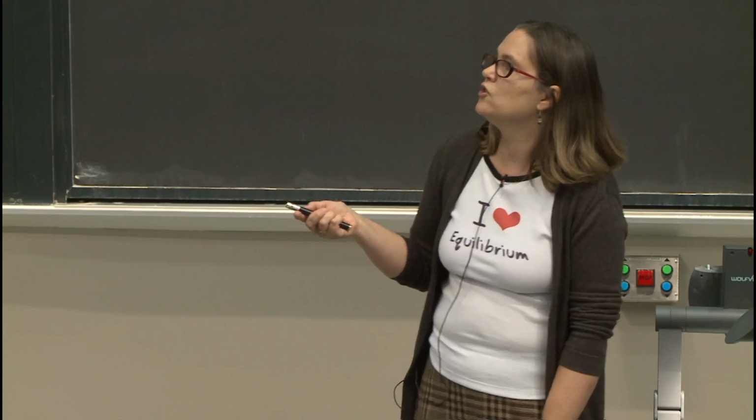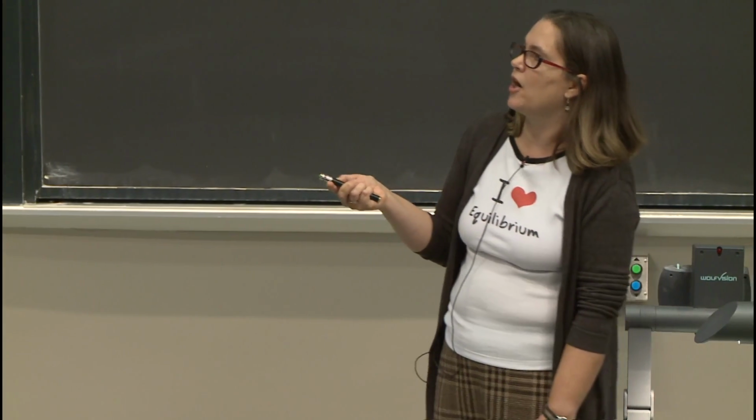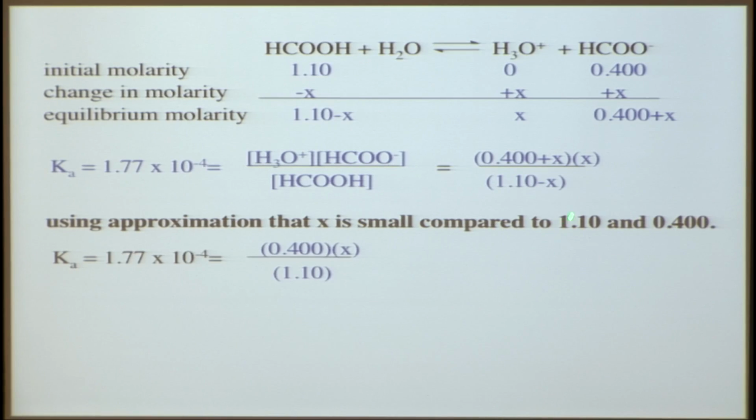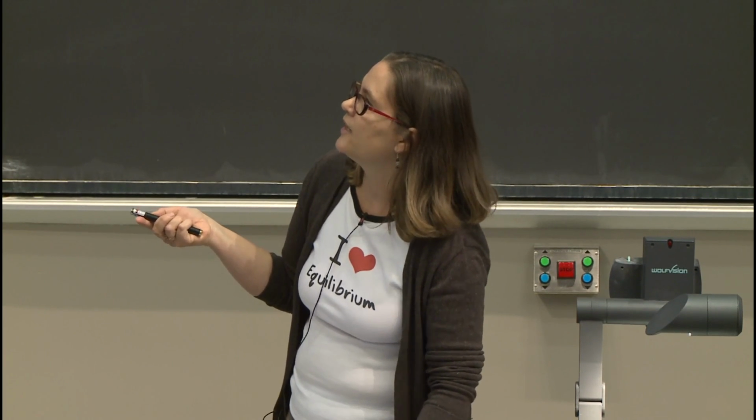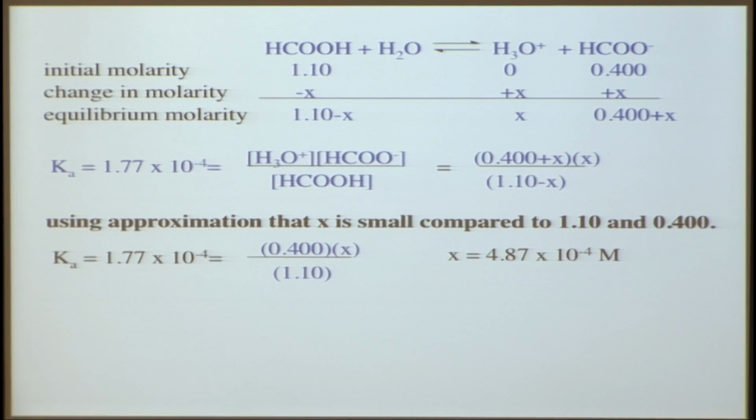All right, so we can use the approximation that x is small compared to 1.1 and 0.4 to simplify this, or we could use the quadratic equation. If we simplify it, we calculate x as 4.87 times 10 to the minus 4. And remember again that the approximation is you get rid of the plus x and the minus x here.